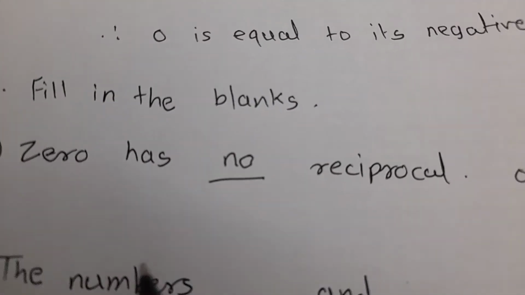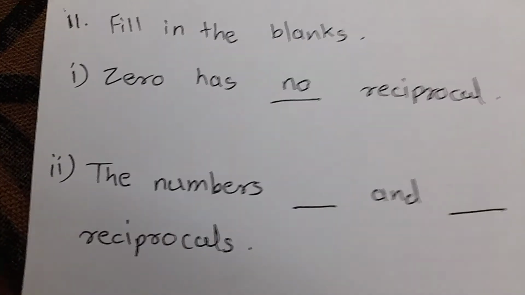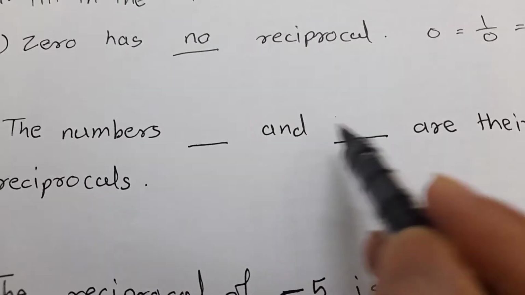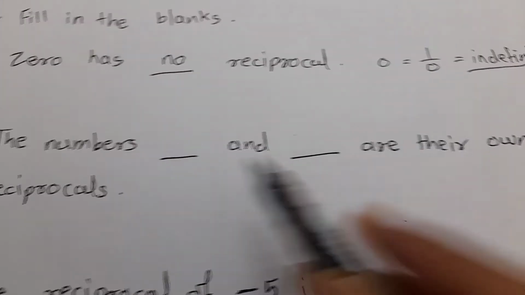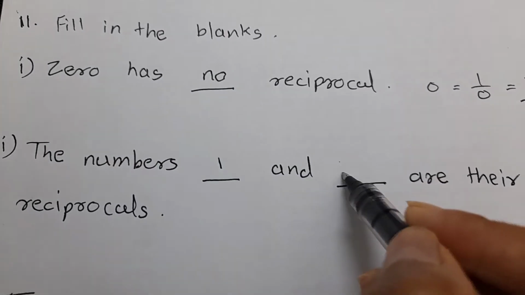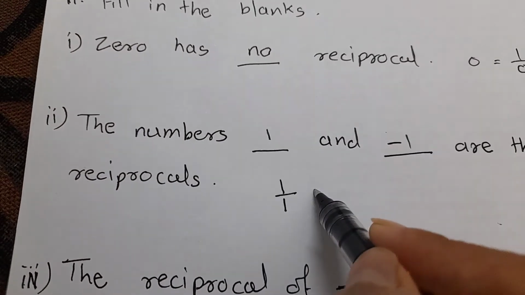Second, the numbers 1 and minus 1 are their own reciprocals. This one also we have seen, 1 and minus 1 are their own reciprocals.